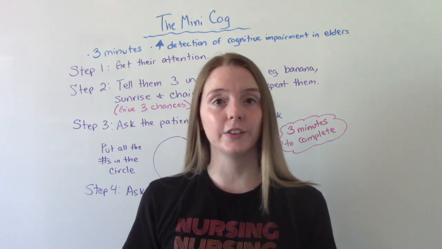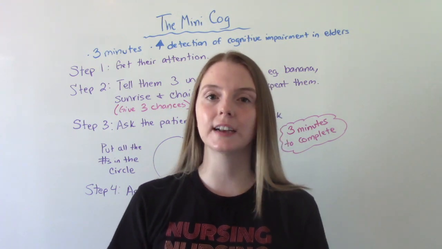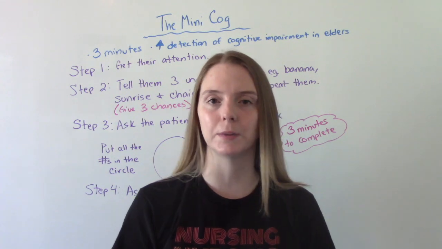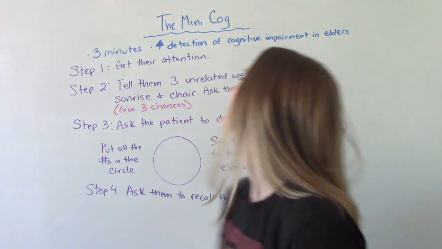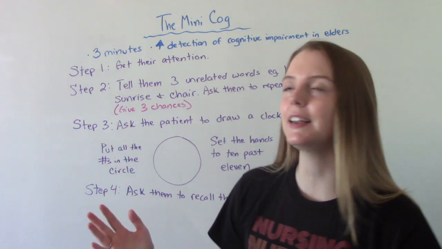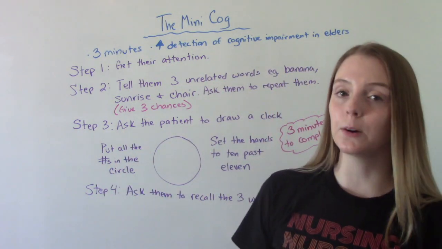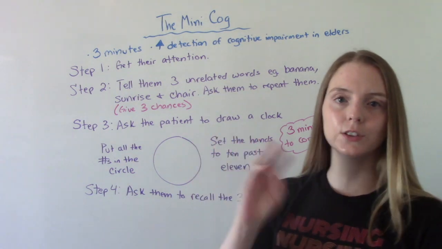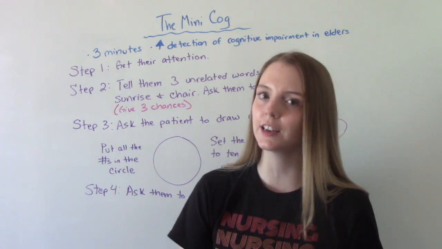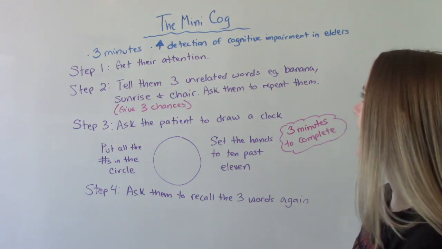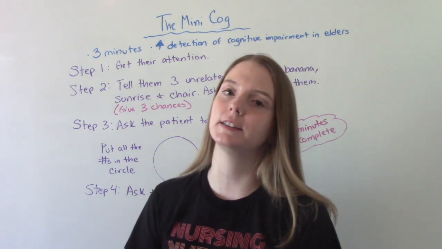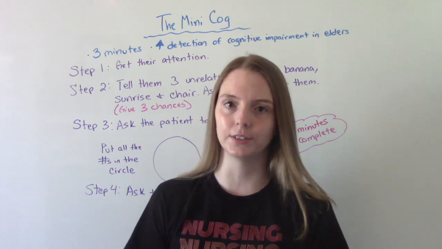In today's video, we're going to be talking about how to conduct the Mini Cog Assessment on your elderly patient. So let's get into it. So what is it? What's the Mini Cog? It's a test that we do. It takes about 3 minutes, so it's really short, super easy and convenient to do. And it helps us to increase detection of cognitive impairment in the elderly, in the older adult.